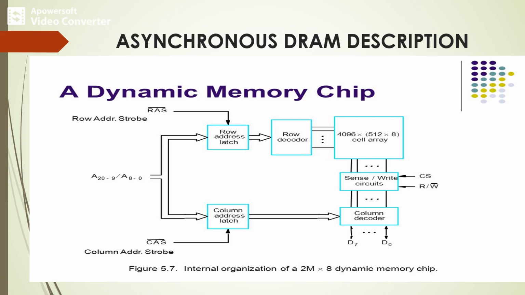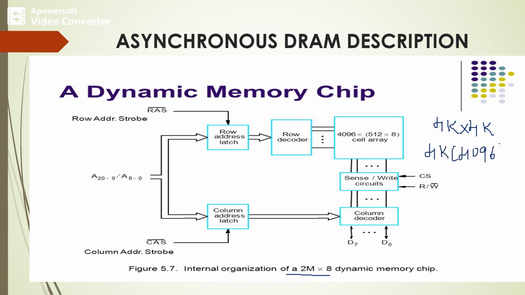The diagram shows the internal organization of a 2M×8 dynamic memory chip. In this organization, we can observe a 16 megabit DRAM, which is structured as 2M×8 dynamic memory cells. Here the cells are organized as a 4K×4K array.